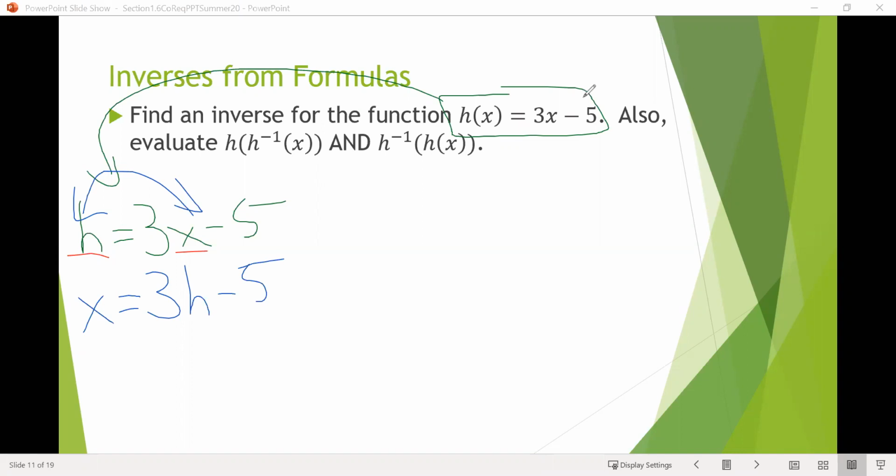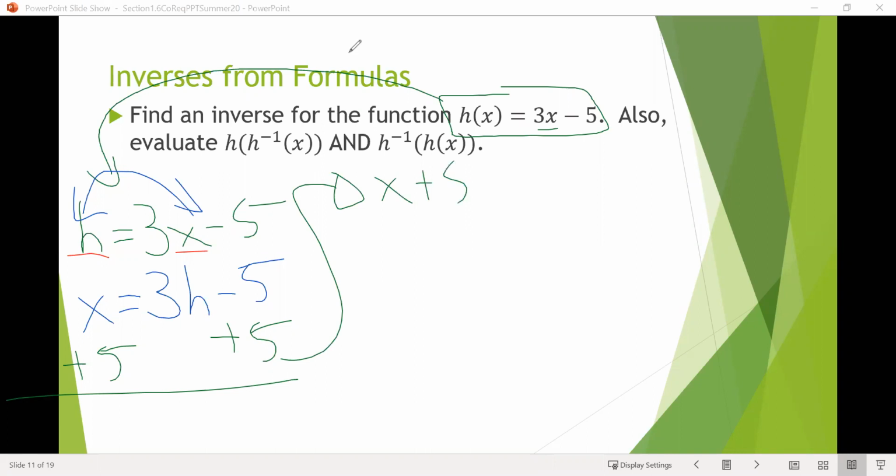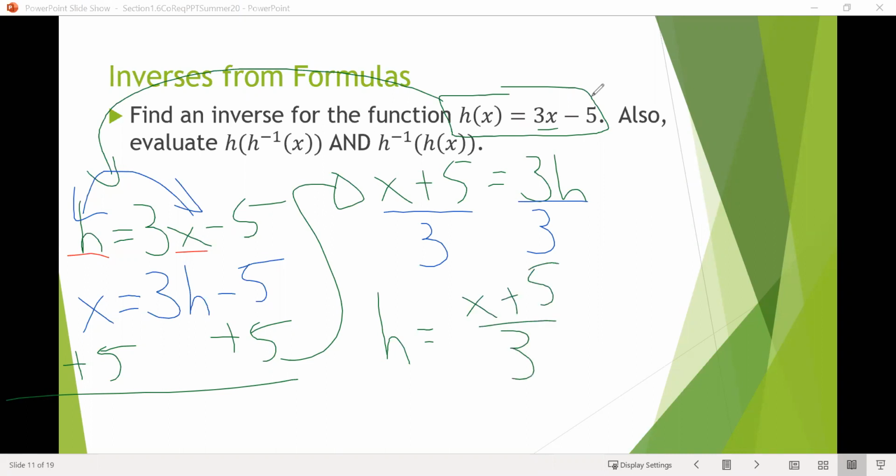But our original function was not in terms of h's, it had an x. So we want to do a similar thing with our inverse, so we're going to isolate the h there. We can do that as we did in our prereq practice: add 5 to both sides, and end up with x plus 5 equals 3h. And then to get the h alone, divide by 3 on both sides. So we'll end up with h equals x plus 5 over 3. And that'll be the formula for our inverse function.